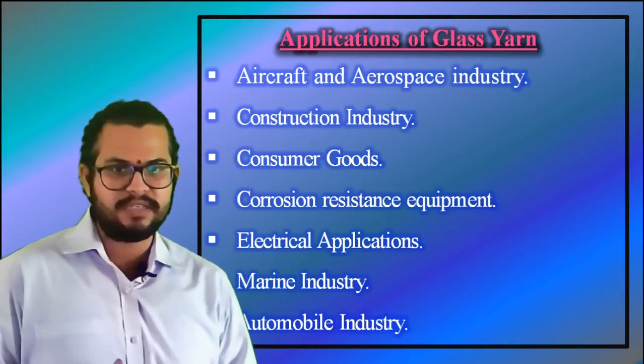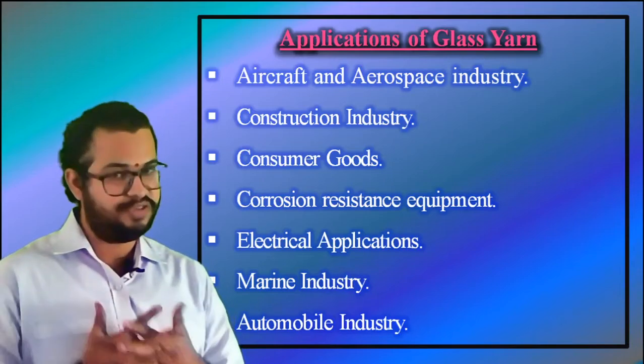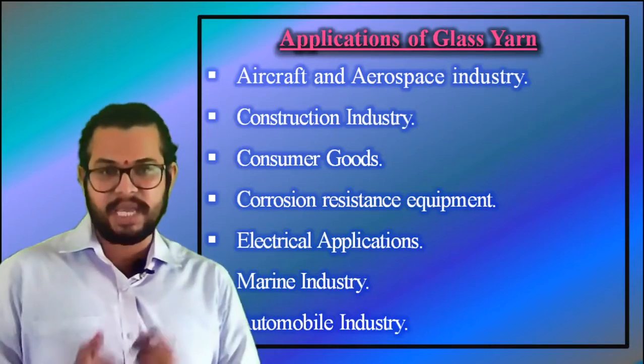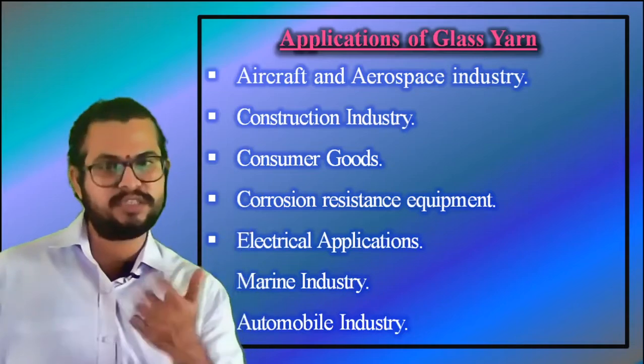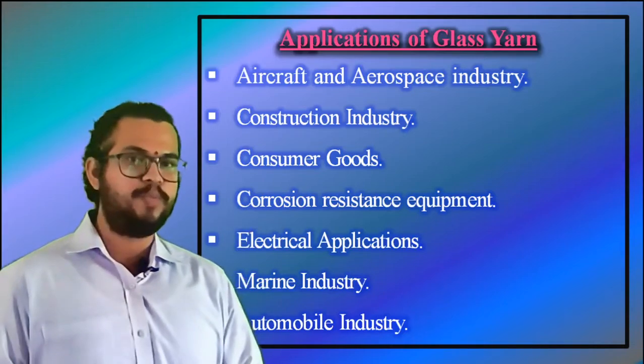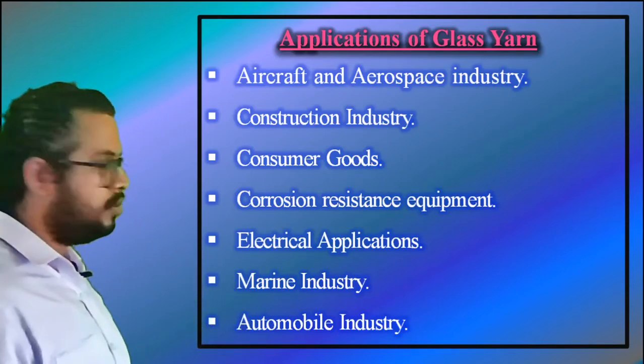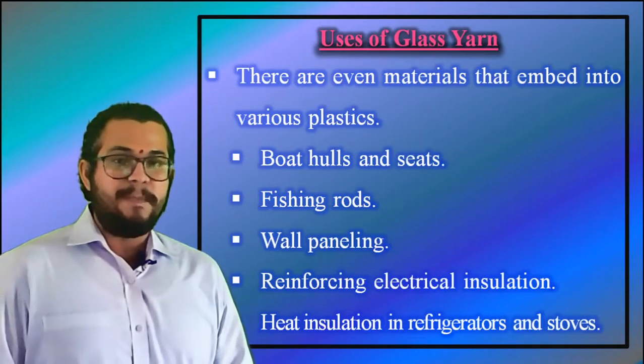Numerous structural elements of a vehicle are made with fiberglass, such as the belt in a belted bias tire. Fiberglass is also used to make railway fish plates. Okay, moving on to the next slide.